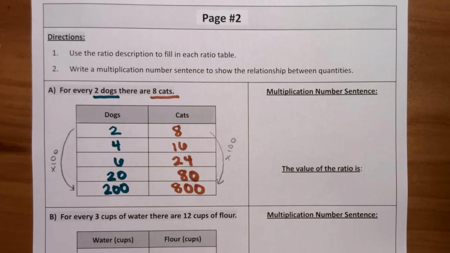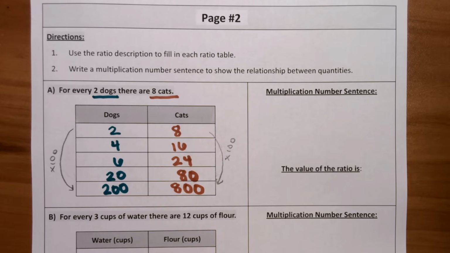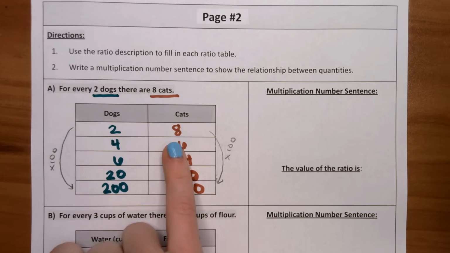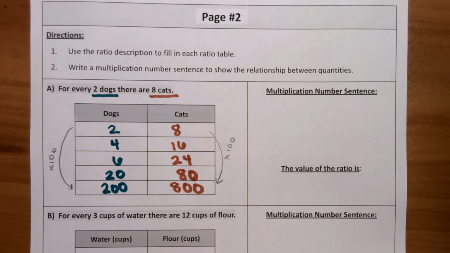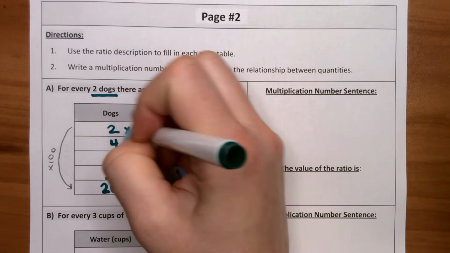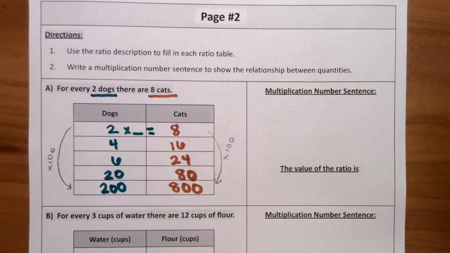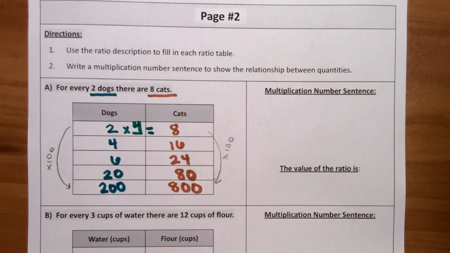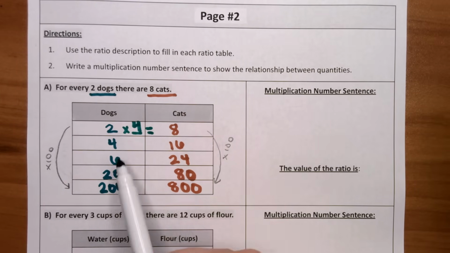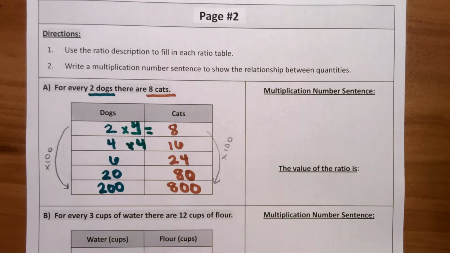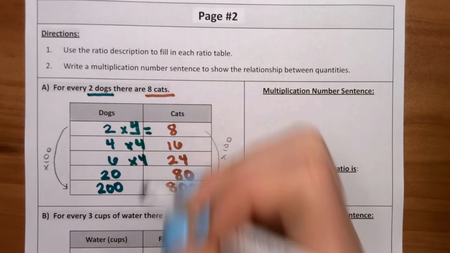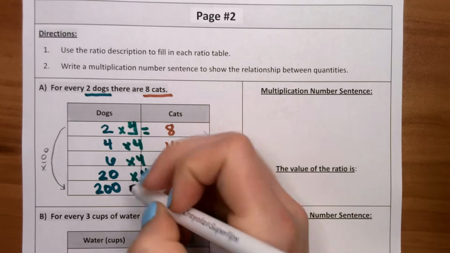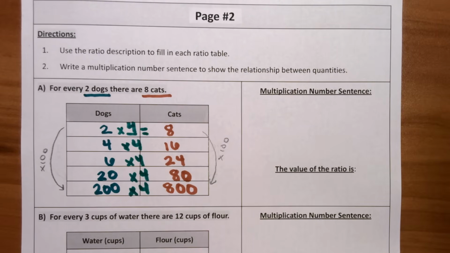Now let's write our multiplication number sentence. I'm going to ask myself, what do I need to multiply my dogs by to get my cats? Well, if I think of it as 2 times blank equals 8, I know 2 times 4 equals 8, but it's always a good best practice to make sure that works for every row. Is 4 times 4 16? Is 6 times 4 24? Yep. 20 times 4 is 80, and 200 times 4 is 800.